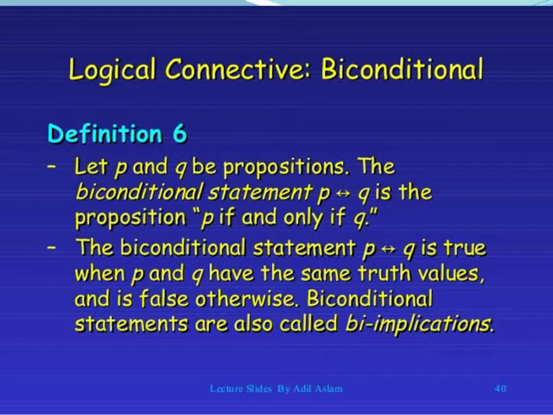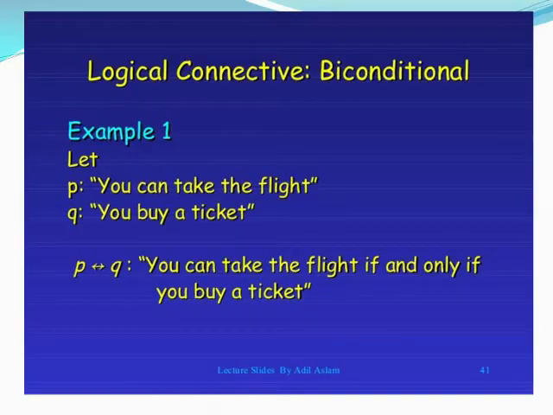The biconditional statement P if and only if Q is true when P and Q have the same truth values. That means if P and Q have the same truth value, if both are true or if both are false, then the biconditional statement P if and only if Q will be true, otherwise it will be false. They are also called bi-implications. Okay, we have to check the example.